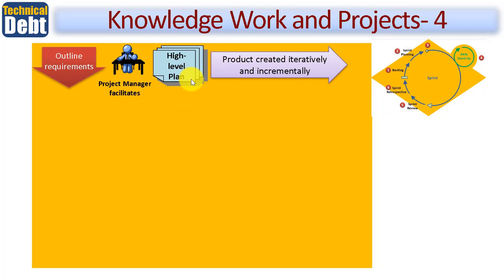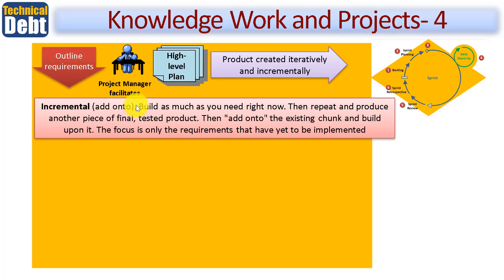So, with Agile, you'd have a high-level plan, not in detail at all, because of course the product will be created iteratively and incrementally. Let me just define both of those in straightforward language. Incremental comes from the word add on to. What this is about is you build as much as you need right now. For example, a part-working prototype. Then repeat and produce another piece of final tested product. Then you add on to, hence the word, the existing chunk, piece of work, and build upon it.